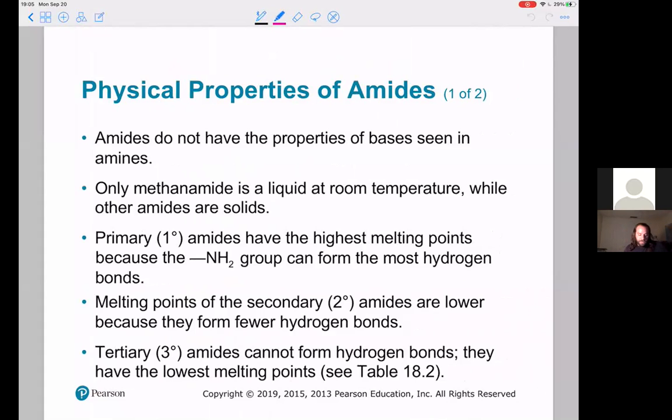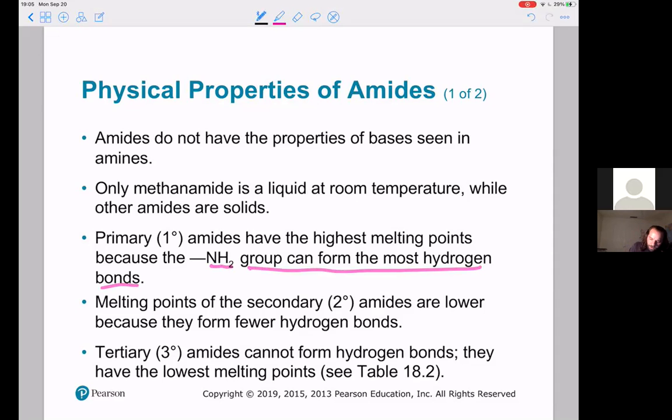So first of all, amides can have that same primary, secondary, tertiary designation. And how do those come into play? Well, specifically in terms of melting points and boiling points, our primary amides have the highest because this NH2 group can form the most hydrogen bonds. Secondary amides are slightly lower because they form fewer hydrogen bonds. And tertiary amides can't form hydrogen bonds with one another, so they have the lowest melting or boiling point.